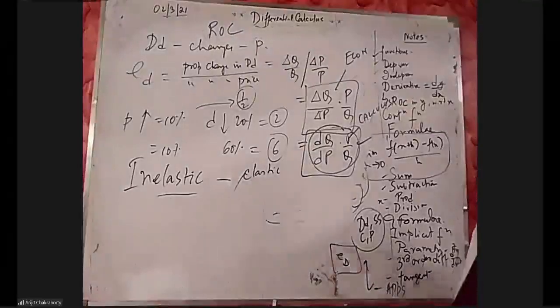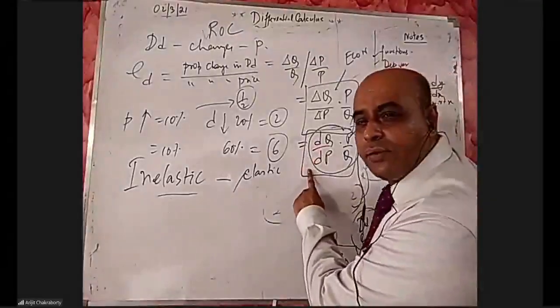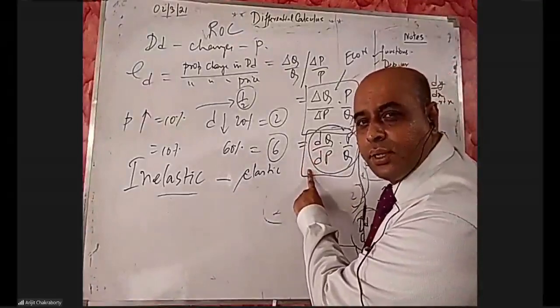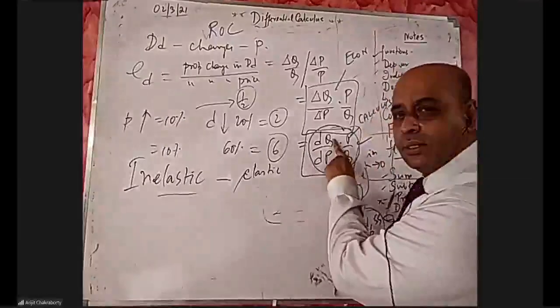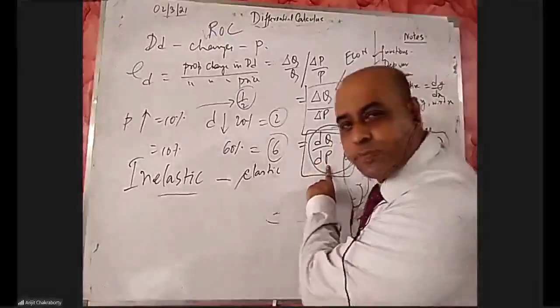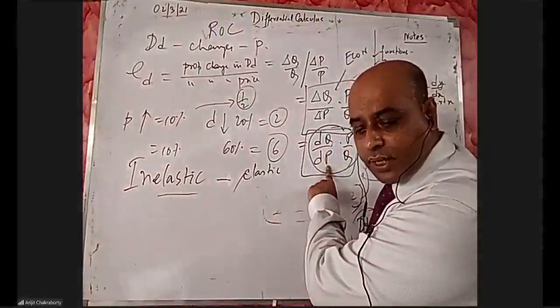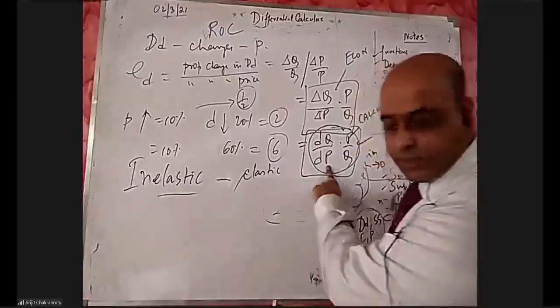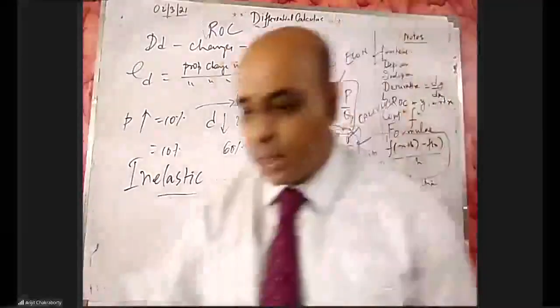So dq by dp means the change in the quantity. Quantity is the dependent variable, changing due to a change in the price. Price we can write as the independent variable. Right. So I hope you have understood.